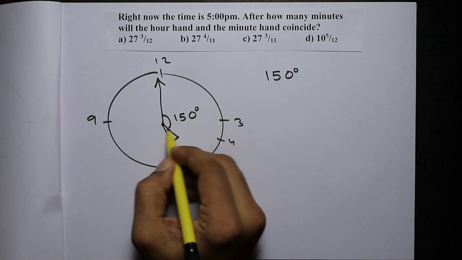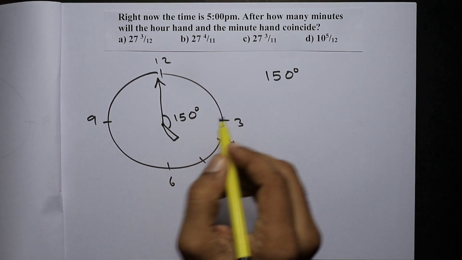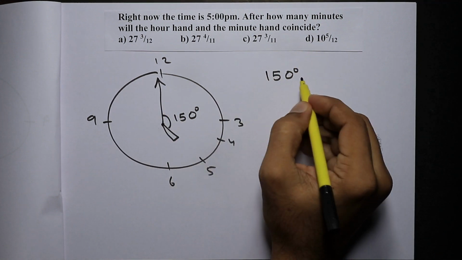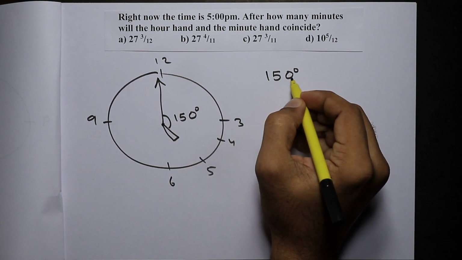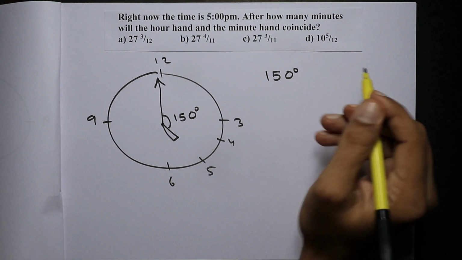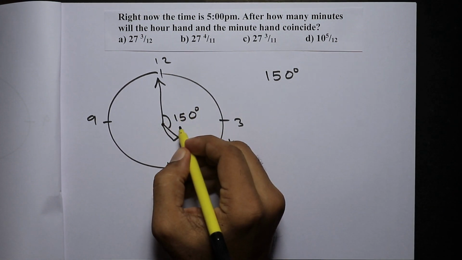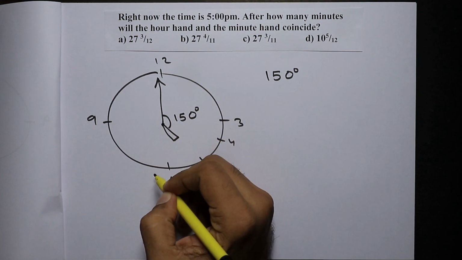Now when they coincide, the angle between the hour hand and minute hand will be 0. And right now the angle is 150 degrees, and when will they coincide? When the angle becomes 0. And from 150 to 0, the angle has to decrease by 150 degrees. So what is the time required for the angle to decrease by 150 degrees? When it decreases by 150, it will become 0 and they will coincide.